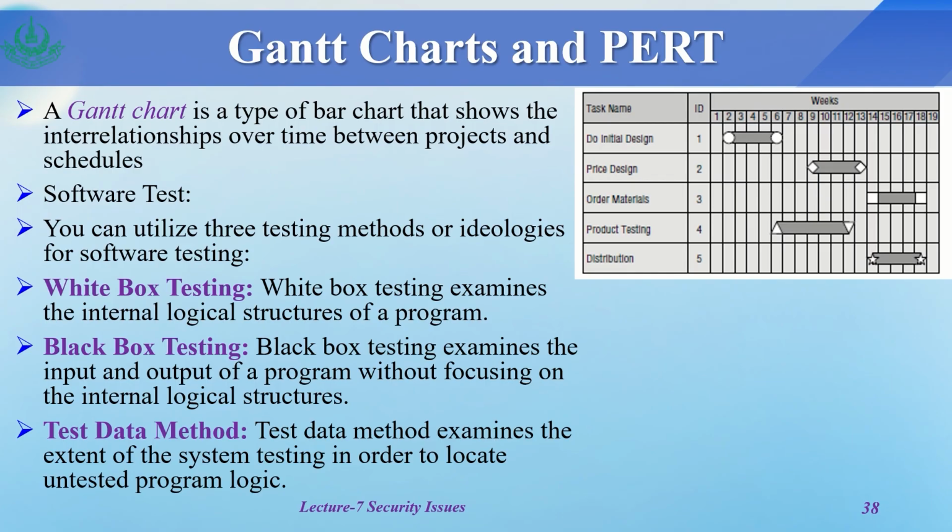Software tests. You can utilize three testing methods or ideologies for software testing. White box testing examines the internal logical structure of a program, while black box testing examines the input and output of a program without focusing on the internal logical structure of the application. Test data method examines the content of the system testing in order to locate untested program logic.